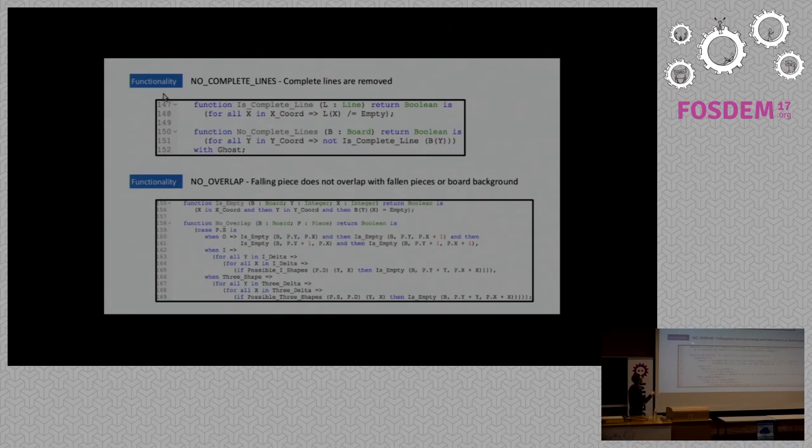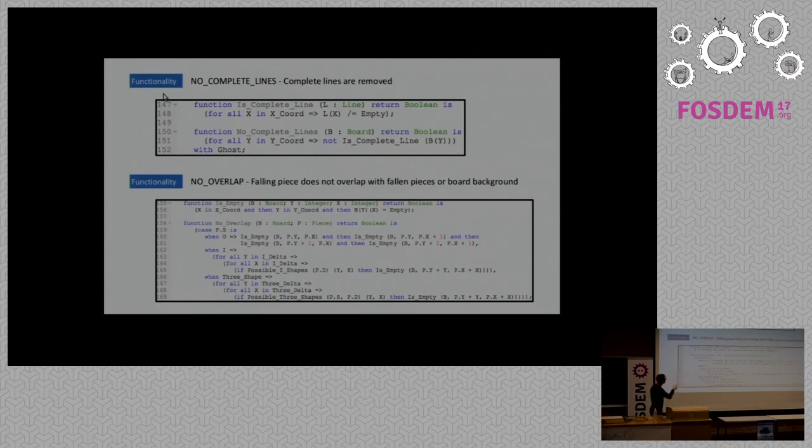So let's go one step further, and let's express the rich properties that I talked about at the beginning. So the fact that there are no complete lines and there's no overlap. So for example, no complete lines for the board can be expressed as an expression like before, saying that for all Y coordinates, then the line on the board at this coordinate is not complete. And the fact that the line is complete is also expressed as an expression function here, saying that for all cells on the line, then the line at this location, that's an array access in Ada, is not the empty one. So that's really easy.